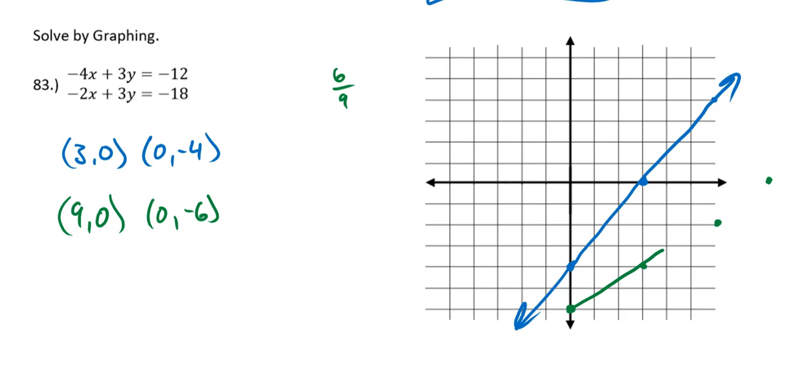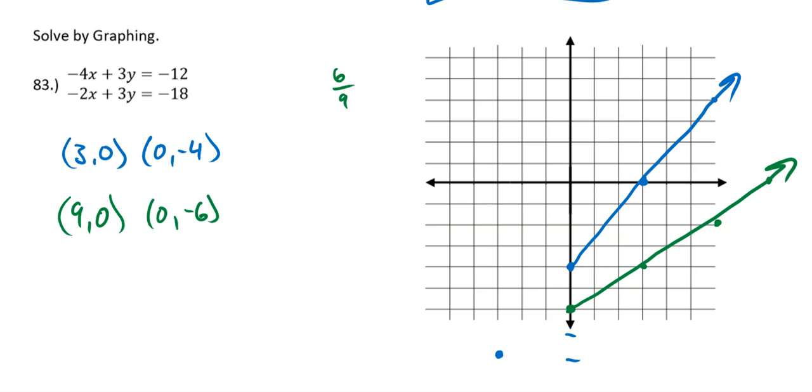Okay? But now solving by graphing, I need to find out where these intersect. Well, it's over here somewhere. It's off the graph. So I might have to extend this a little bit. Ready? Let's see if we can extend this just a little bit. So if I extended this, it's down 4. 1, 2, 3, 4. Back 3, 1, 2, 3. That would be this point right here.